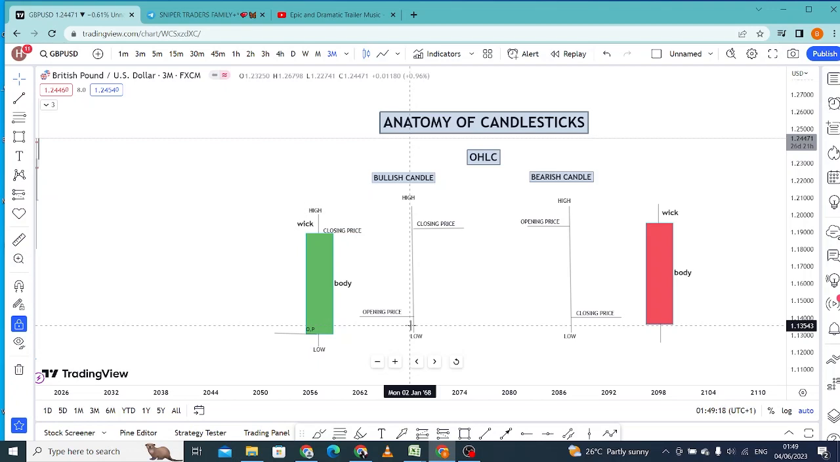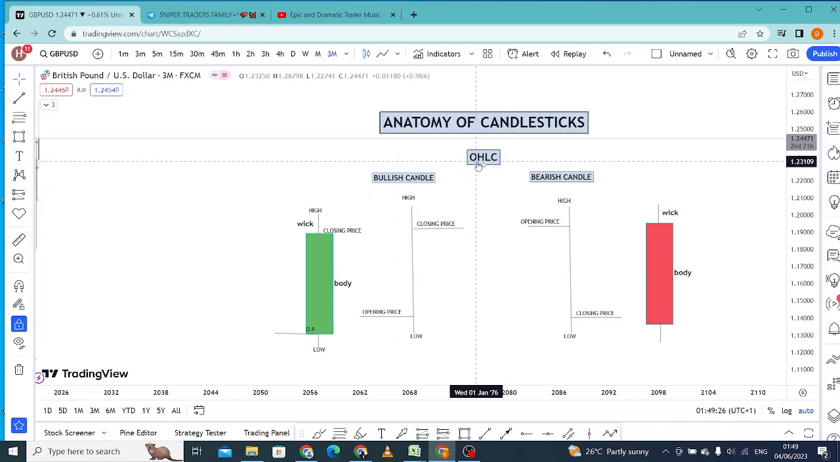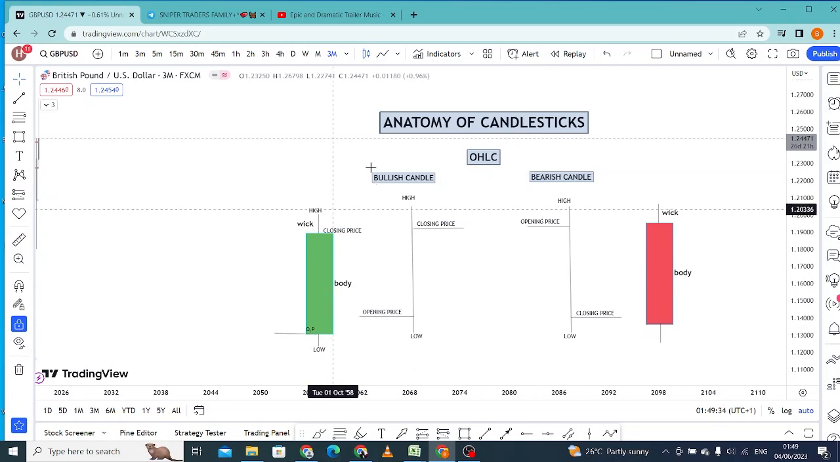What we'll be discussing majorly today will be about the open, high, low, close, which you all know as OHLC. So now in a candle, we all know, as the topic implies, anatomy of candle.